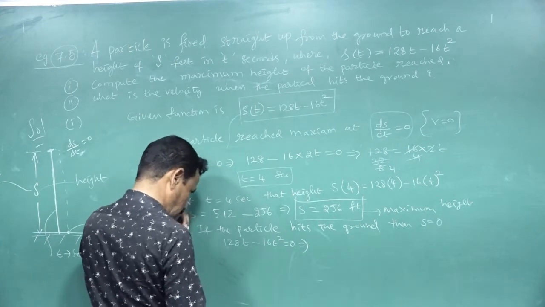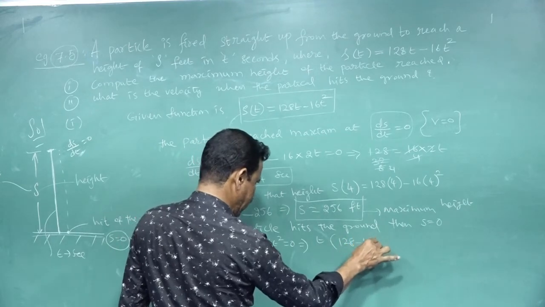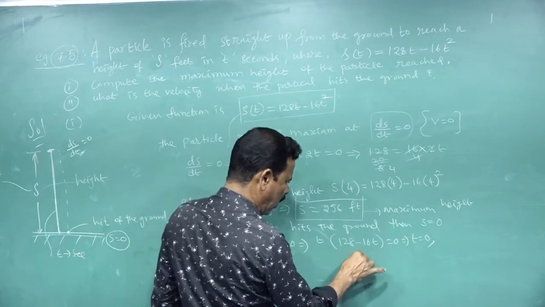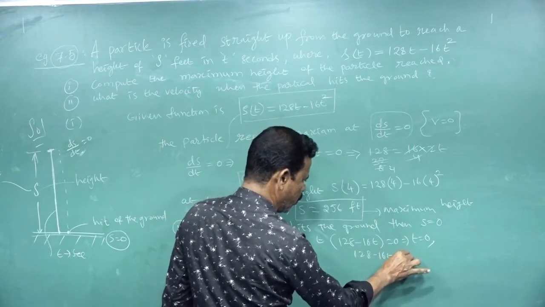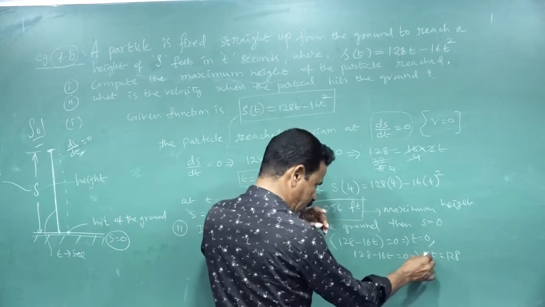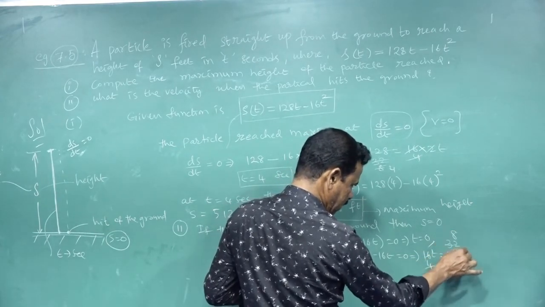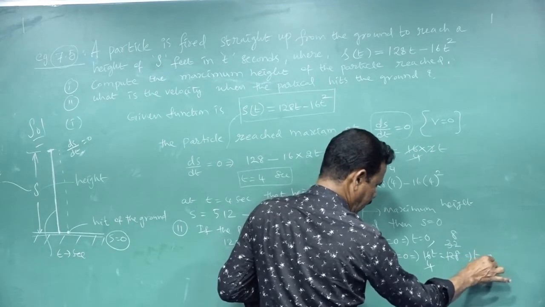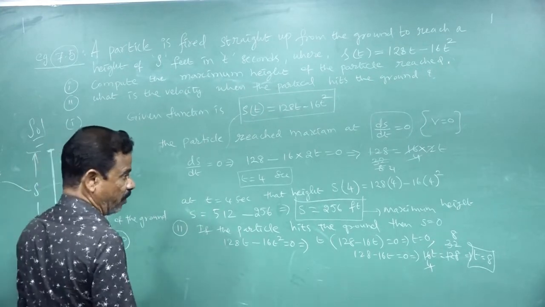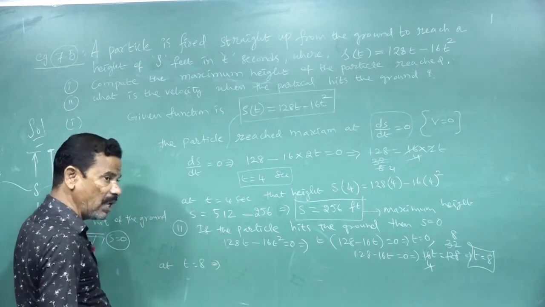From this, t common, t into 128 minus 16t is equal to 0. From this, t is equal to 0 and 128 minus 16t is equal to 0. Then 16t is equal to 128. So cancellation here, 4 fours, 4 threes, 4 twos, 4 eights. So if t is equal to 8, then the particle reaches the ground and hits the ground. So at t is equal to 8, he is asking velocity, how much?